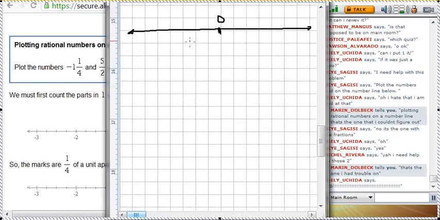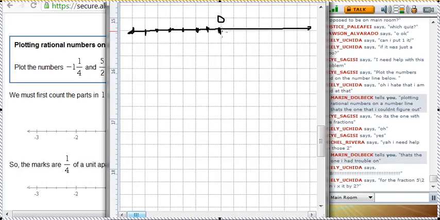And then I have a question for you. How could I make this as -1, -2, -3, -4, -5, -6, -7, and so on and so forth? I could make that, but it would be hard to plot -1 and 1/4 there. So instead, how far should I have each of these things spaced?